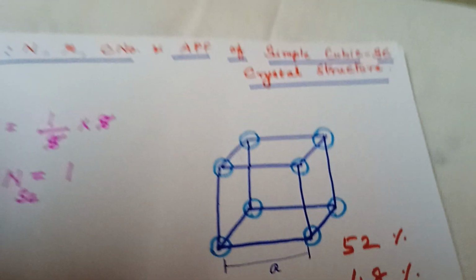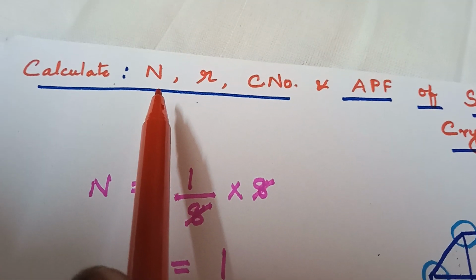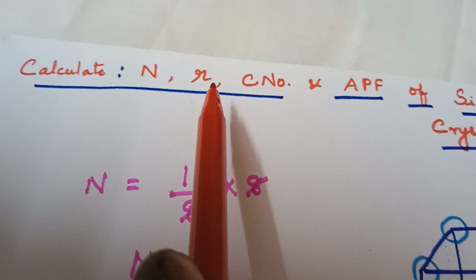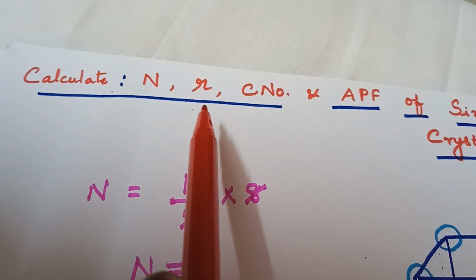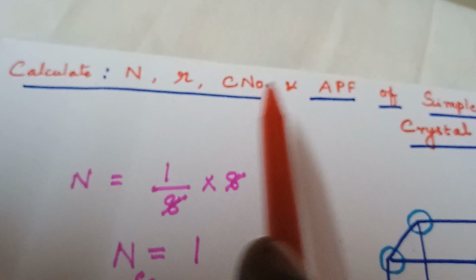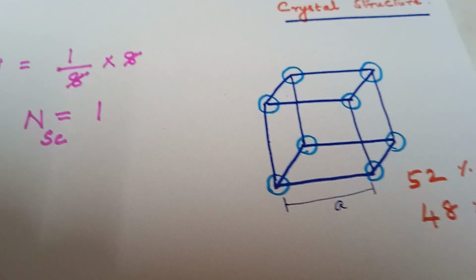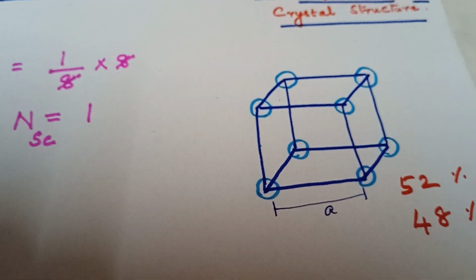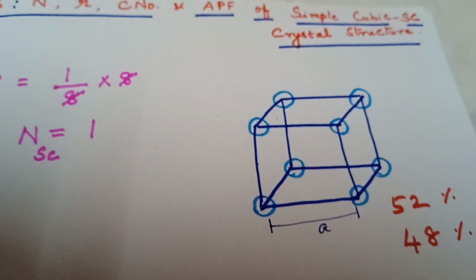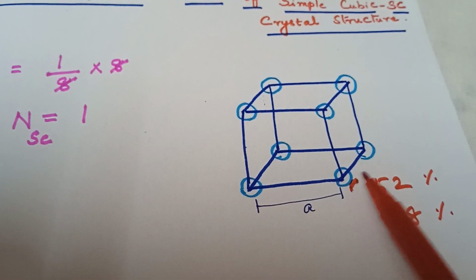So here we have calculated the number of atoms per unit cell of SC as 1, atomic radius as A by 2, coordination number as 6, and the atomic packing factor of simple cubic crystal structure as 0.52 as packing fraction, otherwise the atomic packing factor is 52%.